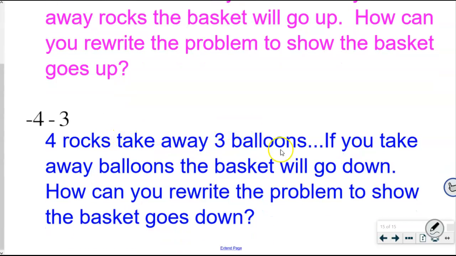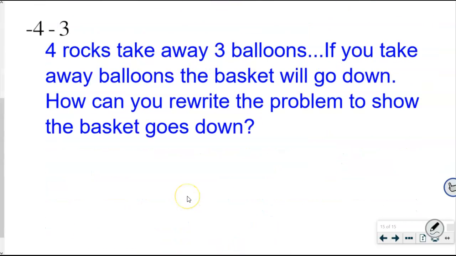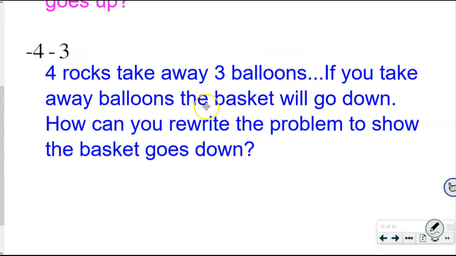And now the next one, we're going to change this problem too. This problem was one that we did. Negative 4 minus 3, that's 4 rocks, take away 3 balloons. So remember, if we take balloons out of the basket, it goes down. So how can we rewrite this problem to show that that basket goes down? You said that taking away balloons, I misspoke, taking away balloons. Trace, give it a try. Yes, negative 4 plus a negative 3.